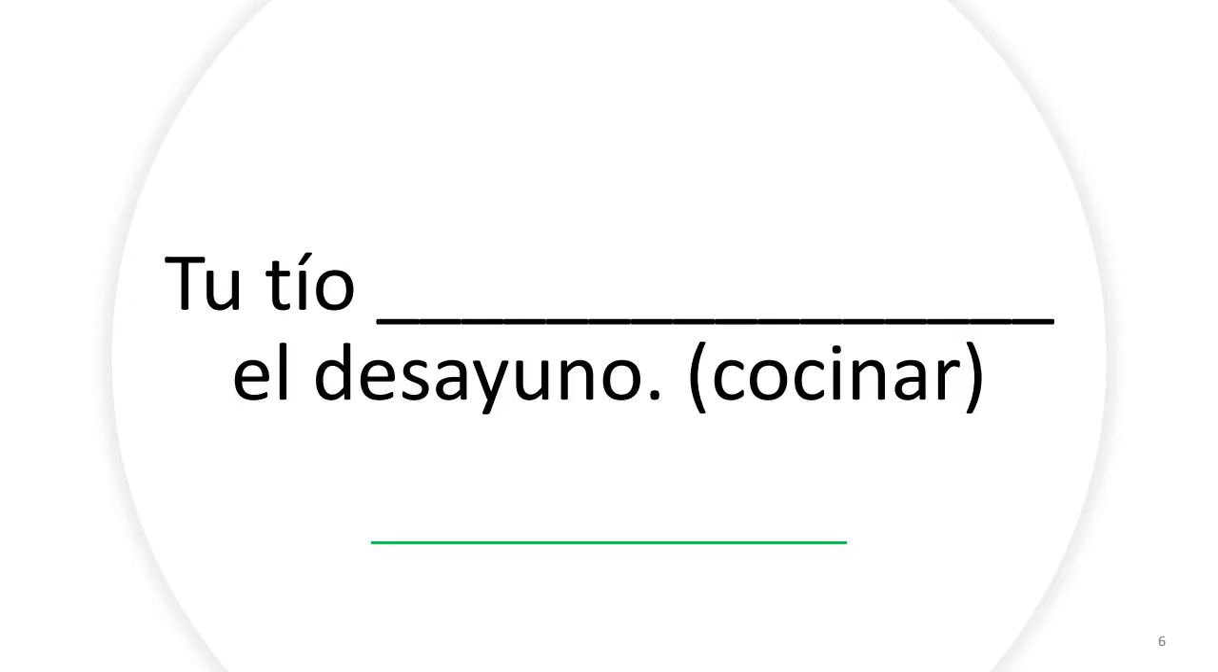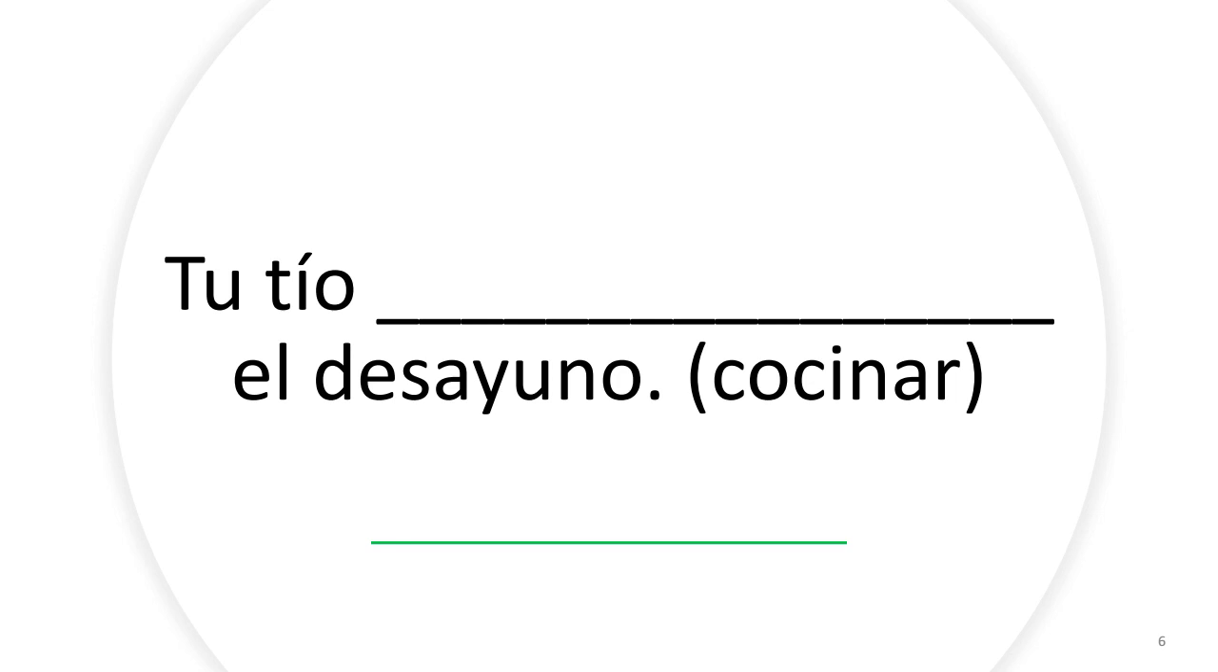Okay, now for some examples. See if you can do these with me. So we've got tu tío, blank, el desayuno. So your uncle blanks the breakfast. And we've got the verb cocinar, which is to cook.